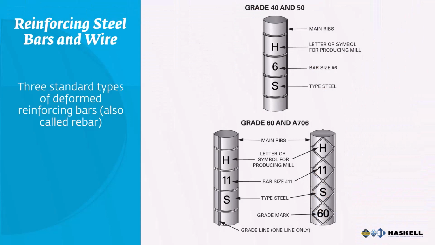The figure on this slide shows 3 standard types of deformed reinforcing bars. Each one has a different deformation pattern on the outer surface. Rebar comes in different sizes and various grades of steel. This information is stamped on each bar using a series of codes like the one shown on this slide. The primary code a worker should be familiar with is the bar size, which refers to the diameter of the bar.